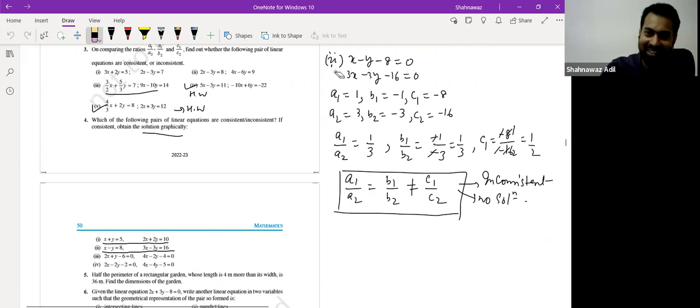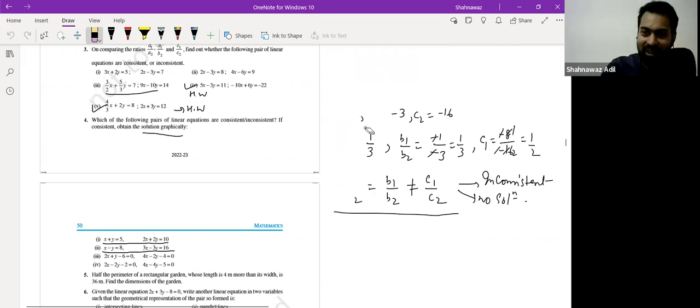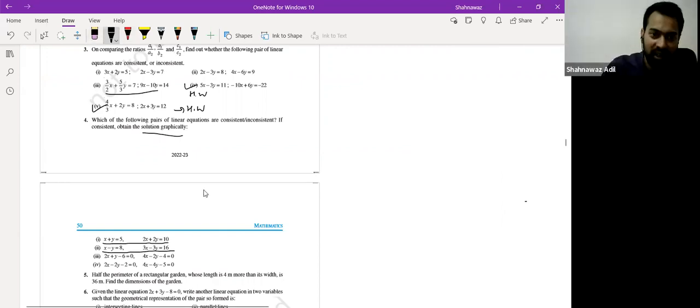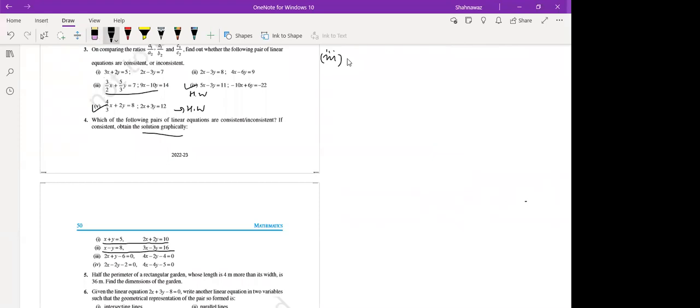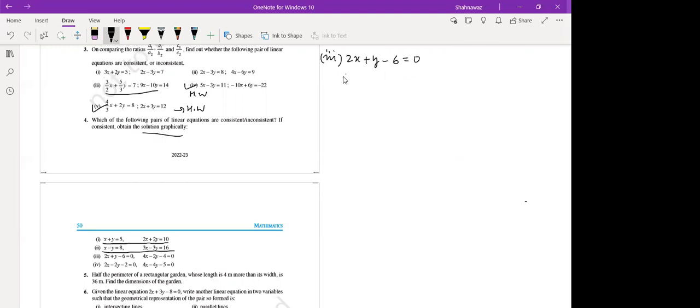Okay, so Rizwan. Oh, sorry, Rizwan. So let's just write the equation first, right? So third is 2x plus y minus 6 is 0, right?